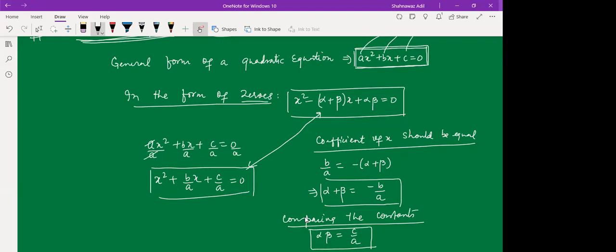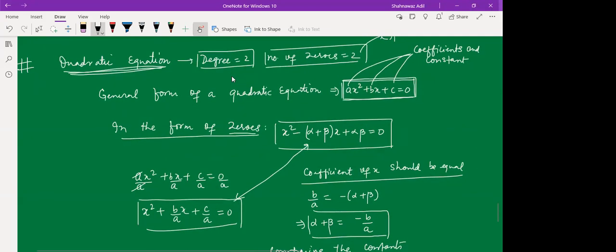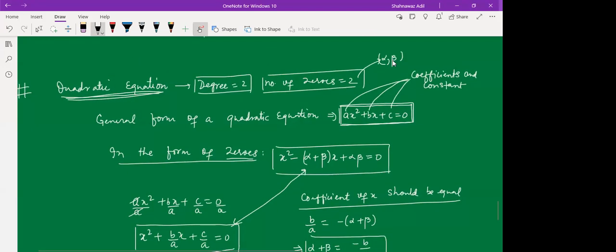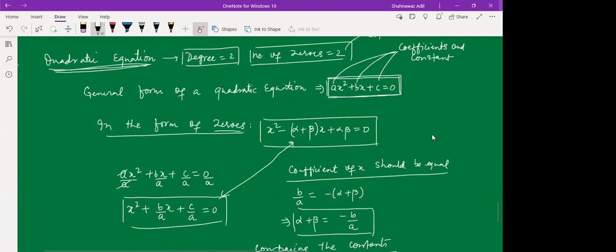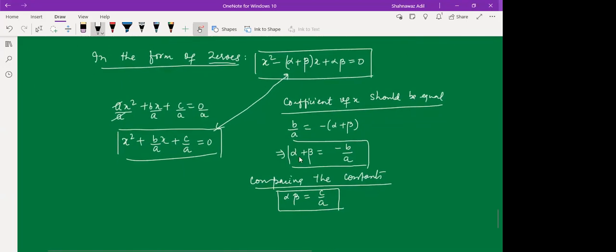So what does this tell us? If we have a quadratic equation which is given like this, and it has two roots which are alpha and beta, I can write the sum of the zeros as minus b by a, and I can write the product of the zeros as c by a. So this gives me the relationship between the zeros and the coefficients. Is this clear?